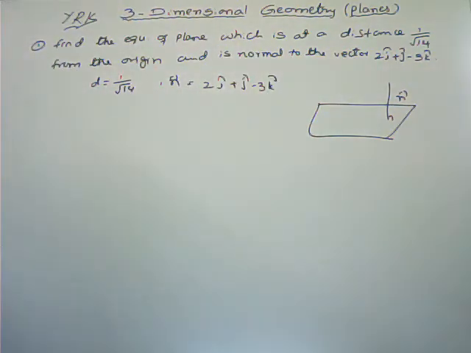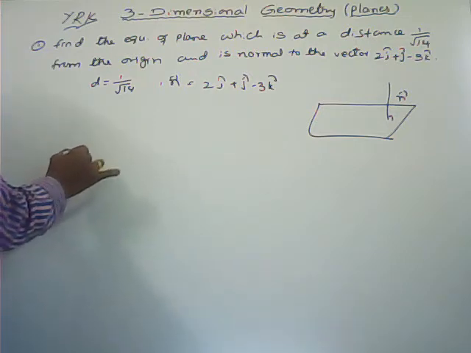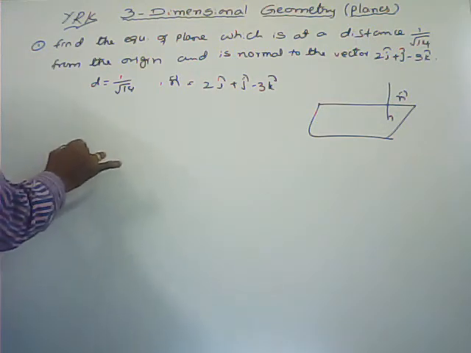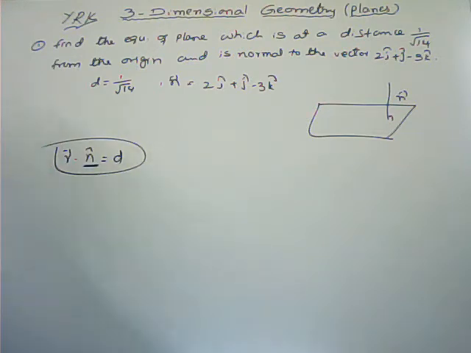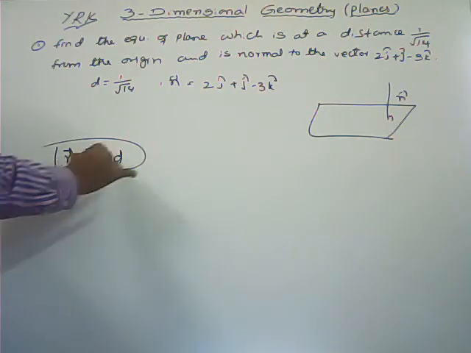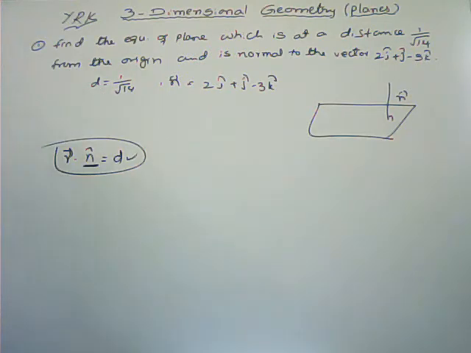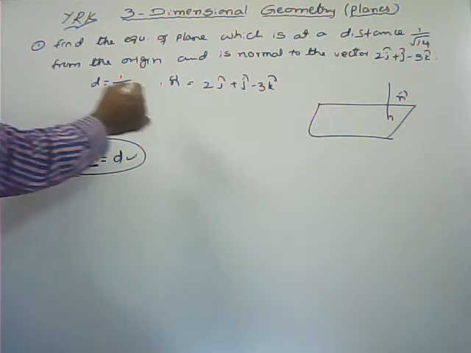But in this condition, the perpendicular distance from the origin to the plane, d, is given, and the normal unit vector should be given. Then only we can write the equation of the plane, that is r bar dot n cap equals d. If n cap is the normal unit vector, then only the equation of the plane is r bar dot n cap equals d. Here d is the perpendicular distance from the origin to the plane. So here the normal vector is given.